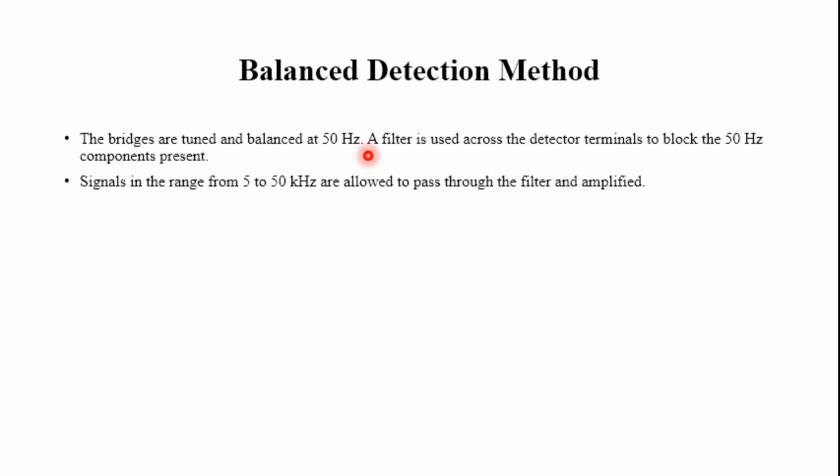Next one. The bridges are tuned to balance at the frequency of 50 Hz. So there is a filter used across the detector terminal to block the 50 Hz component of the frequency which is present. Signals in the range from 5 kHz to 50 kHz are allowed to pass through the filter and amplified. There is a CRO which gives the display of the pulse pattern. Any external interferences from the outside are balanced out, and only internally generated pulses are detected.